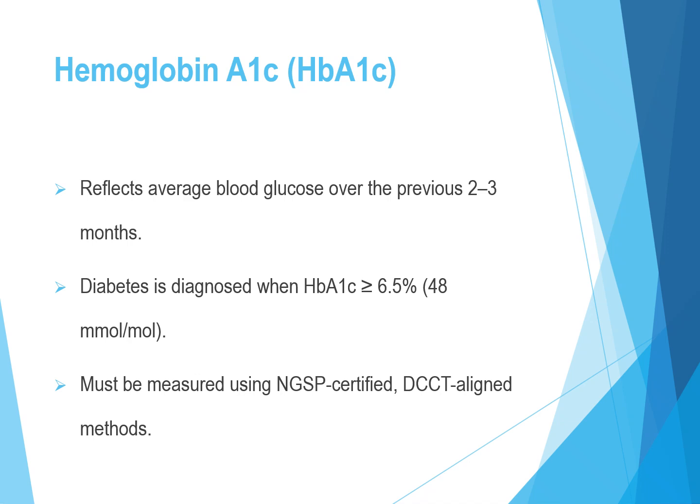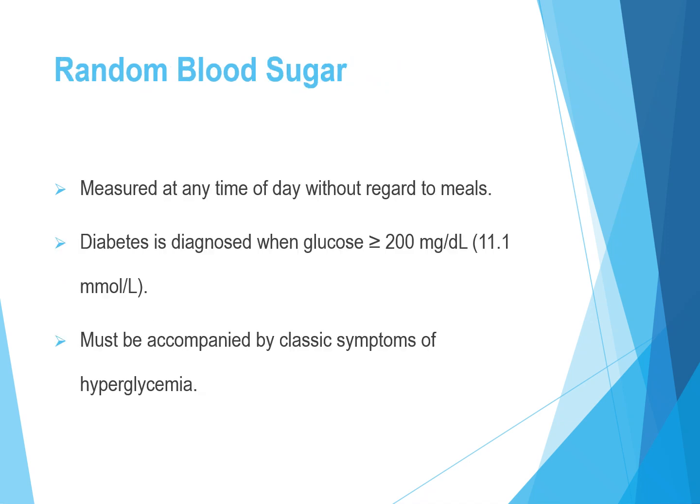In conclusion, HbA1c is a powerful tool for both diagnosis and long-term monitoring, complementing fasting glucose and OGTT. It is especially useful for patients who cannot fast or when a snapshot of long-term glycemia is needed. This brings us to the next slide, random blood sugar, which is particularly valuable when patients present with classic hyperglycemia symptoms, allowing diagnosis without fasting or a glucose challenge. Let's deep dive into RBS testing.